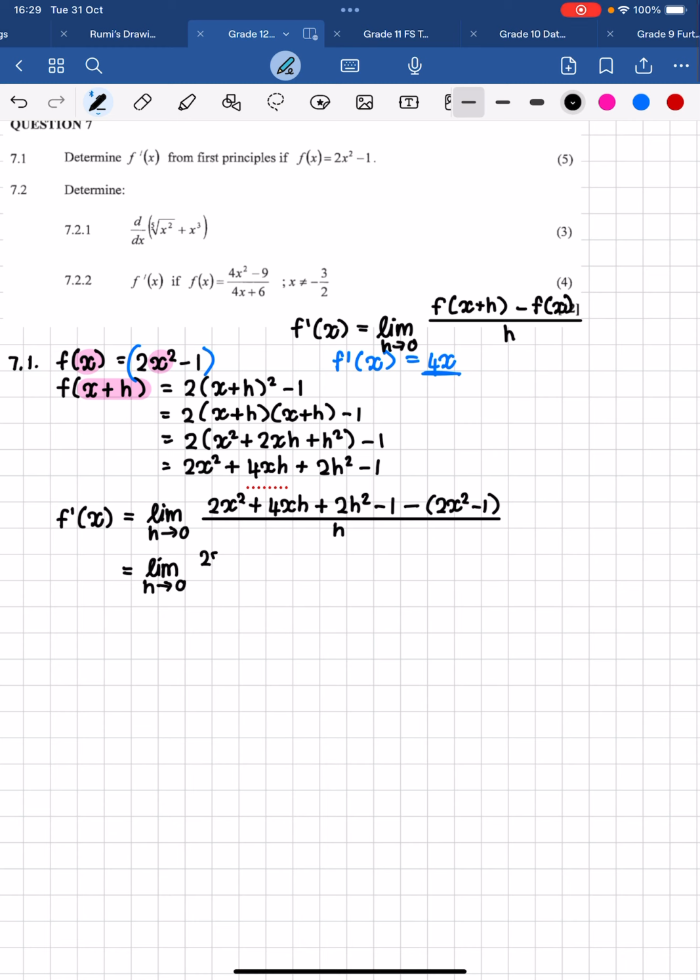So there we have 2x squared plus 4xh, that whole long list of terms. We need to write every single time minus 2x squared plus 1, and that again is all over h. So these questions, yeah, it's a bit of a schlep because we have to write so much stuff all the time.